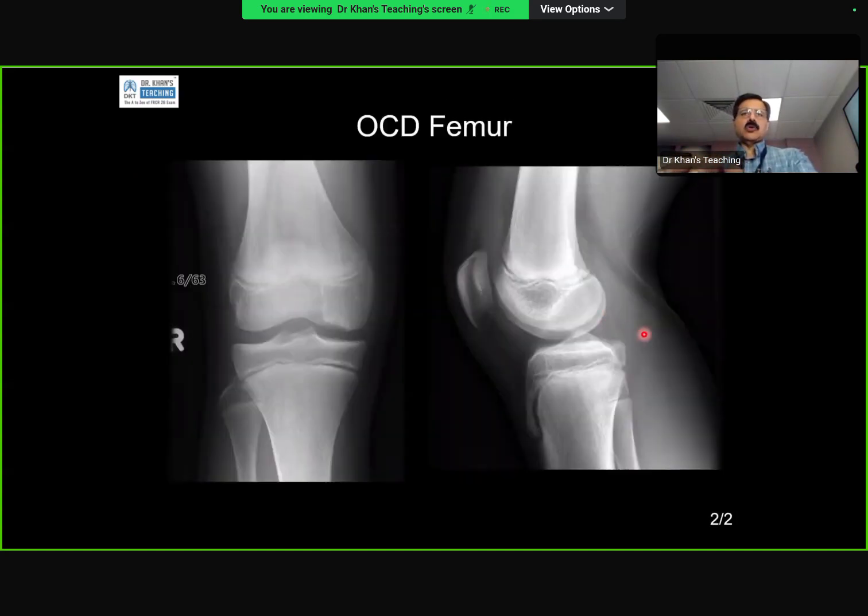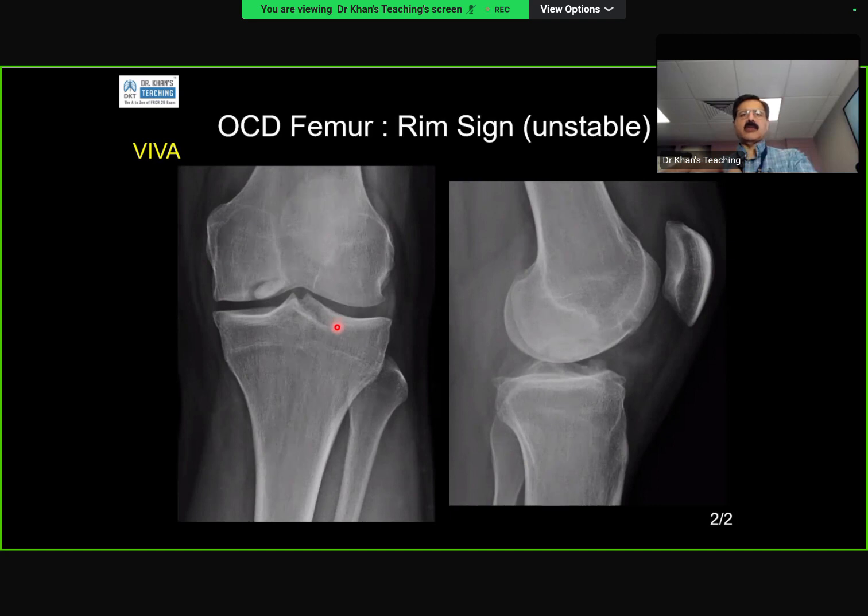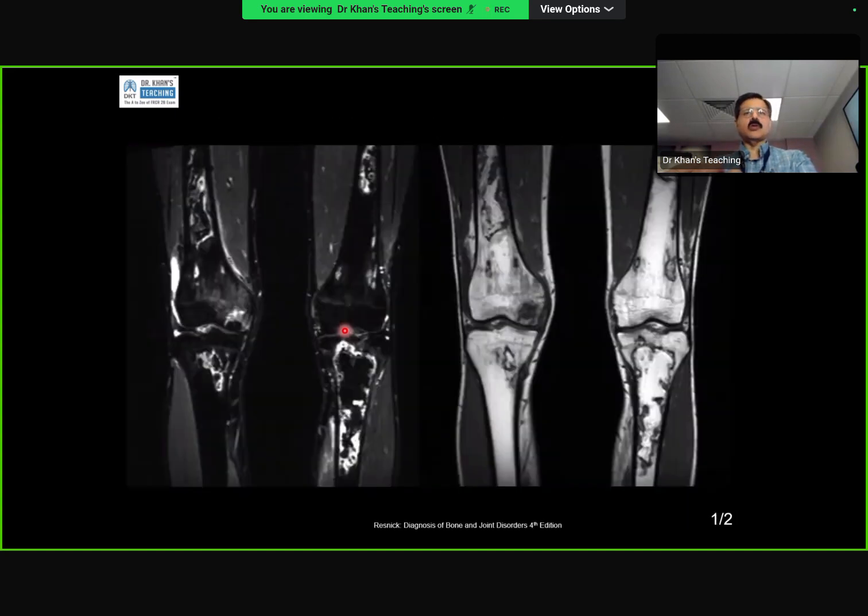And this osteochondral lesion, you can actually see here where I am pointing on a lateral. What will you highlight to the clinicians about this osteochondral lesion? I believe that this is unstable because there is a lucency surrounding it. Excellent. Well done. So this is a rim sign, which is a sign of an unstable osteochondral lesion.